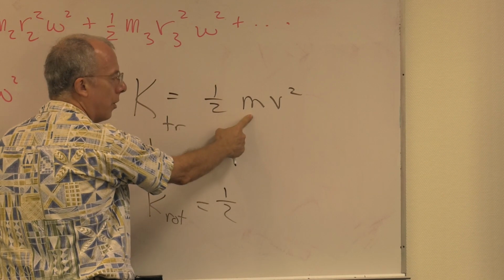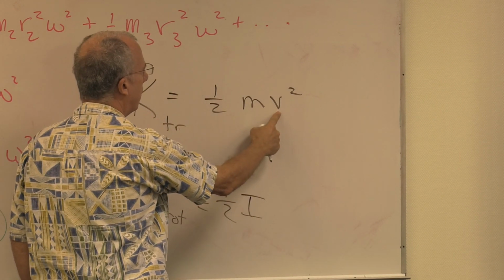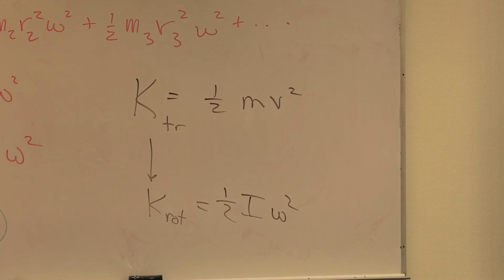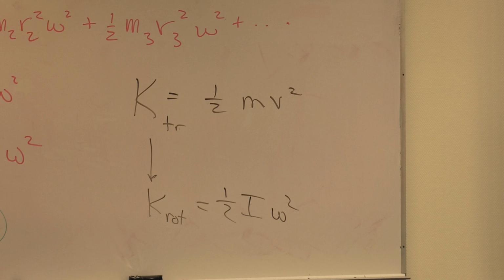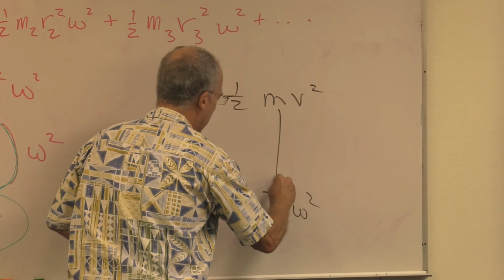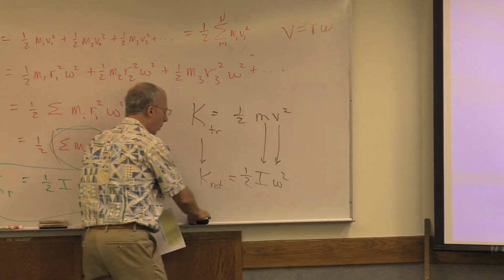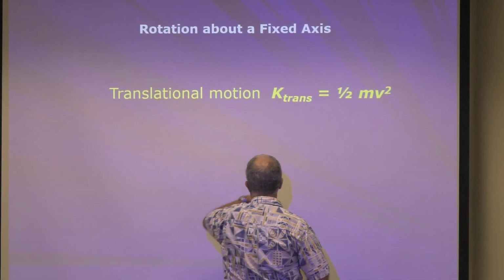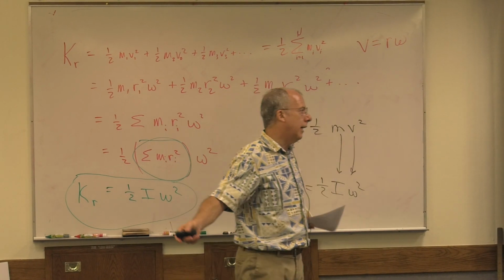What's the rotational version of m? I. What's the rotational version of v? Omega. So see, all you have to do is use a one-to-one relationship. I mean, this is the better way to do it, but this works, so why not do it, right? m becomes I, v becomes omega. So once you know this equation, which you really need to know, all right? Once you know that, this is free. This is free.